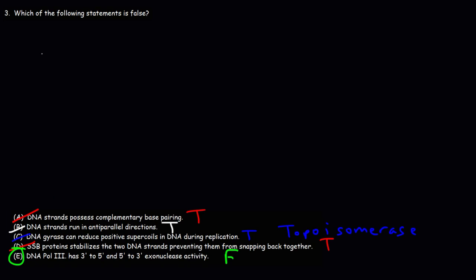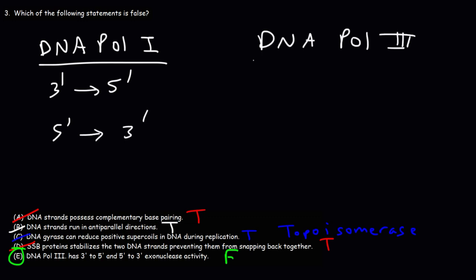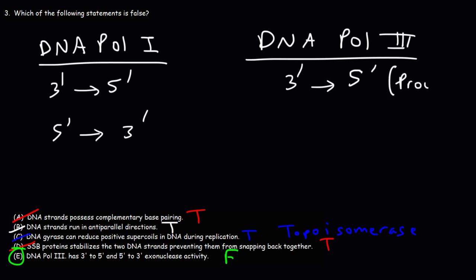You need to know that DNA polymerase 1 has both 3 to 5 exonuclease activity and 5 to 3 exonuclease activity. DNA polymerase 3 only has 3 to 5 exonuclease activity. It doesn't have the 5 to 3 exonuclease activity. The 3 to 5 exonuclease activity has to do with the proofreading functions of DNA polymerase 1 and 3. They can both do that.